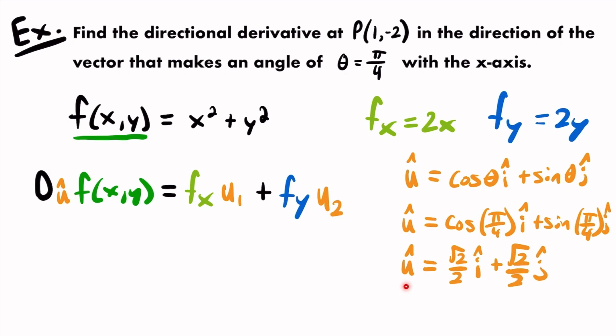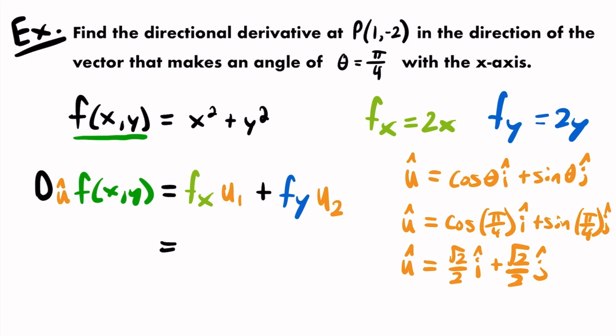Alright, and so this is our unit vector for this directional derivative. The x component is the square root of 2 divided by 2, and the y component is the square root of 2 divided by 2. Those are our values of u1 and u2, which means we now have everything we need to calculate this directional derivative. So let's set it up.